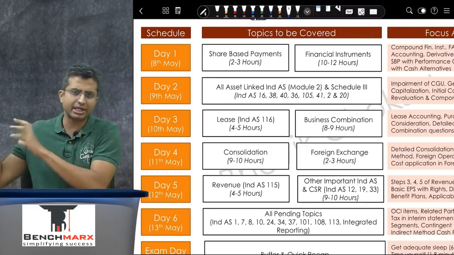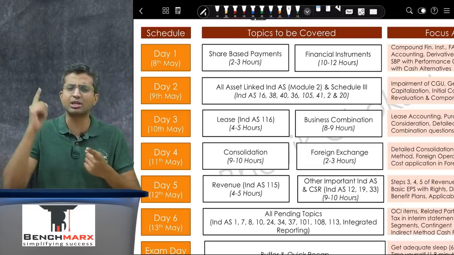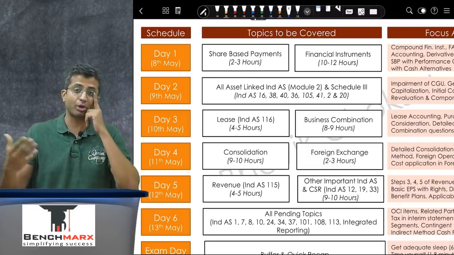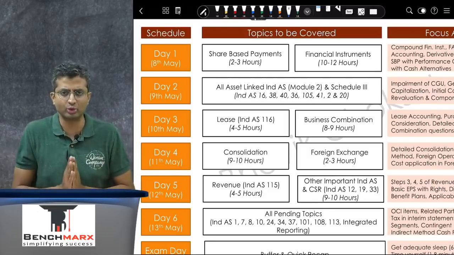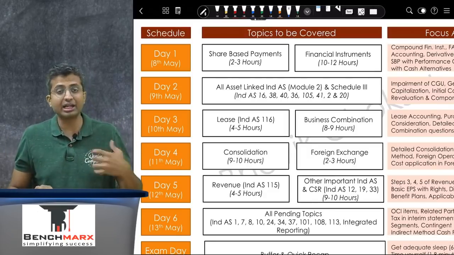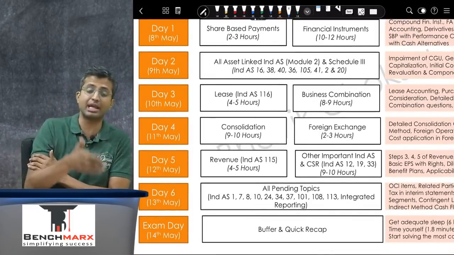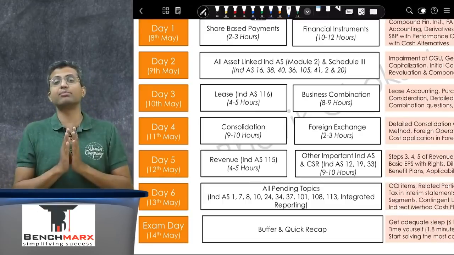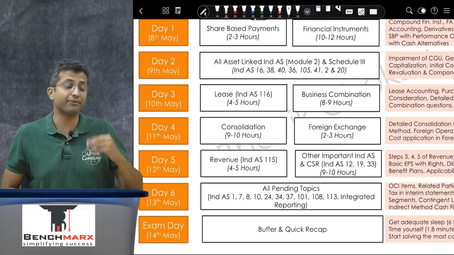Don't keep all the indices for the end, and logically all the asset-linked indices like inventory, PPE, intangibles, impairment, non-current assets held for sale, borrowing cost, agriculture, etc. Do all of them, and also do Schedule 3. So that is on the second day, that is 9th of May. Then you move on to leases and then business combination on the 3rd day, and then the very important consolidation on the 4th day with financial instruments, with foreign exchange.